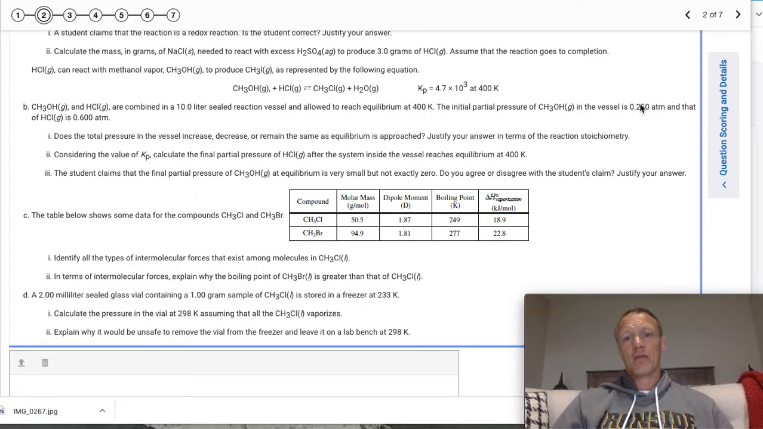Now, equilibrium means there's always going to be a little bit of that, but it's got a large K, so it's going to be mostly these things. That's why it told you to consider the value of K. So our limiting reactant is this. It's a 1-to-1 ratio, meaning 0.6 minus 0.25 would be the amount of HCl left over.